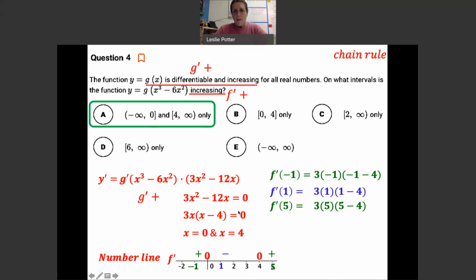So just a quick comment relating to this question. We could have changed up this question to ask where it's decreasing and focused on this middle interval, or we could have changed the stem and said, hey, g of x is differentiable and decreasing, which means this would have been a negative. And then we would have had to multiply all of this by negative each time, which would have flipped all these signs. So that's some of the variations that you could see on this type of problem.